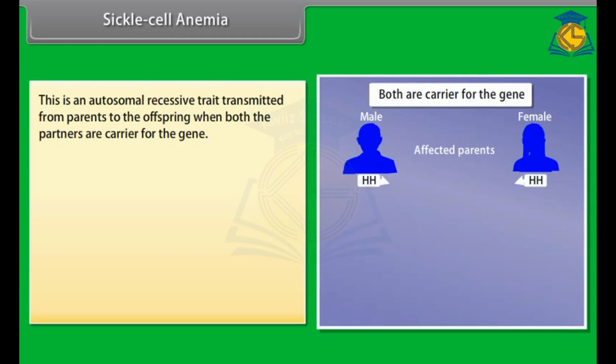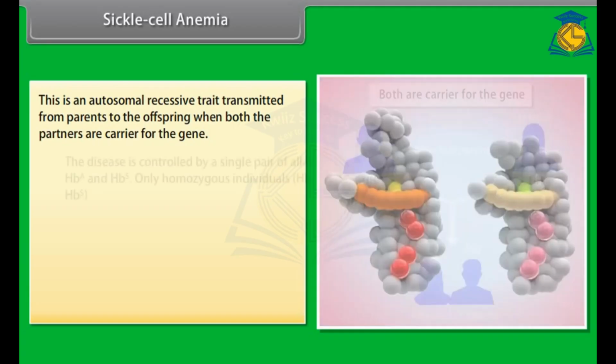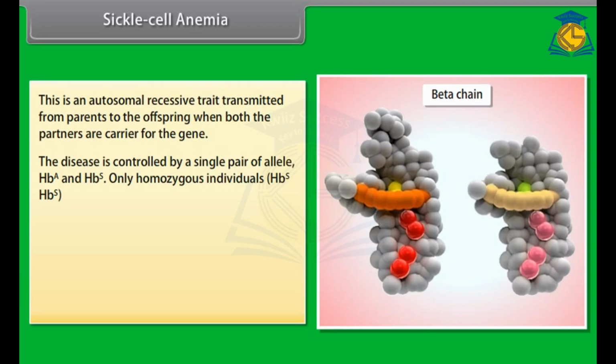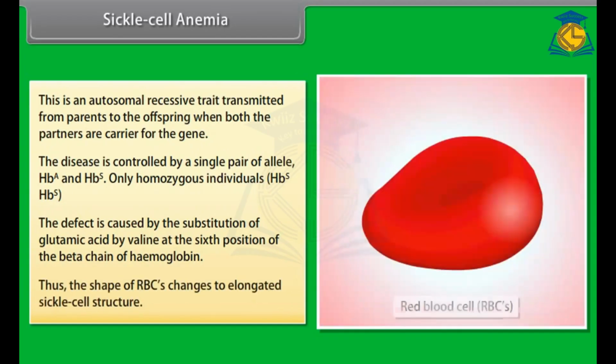Sickle cell anemia. This is an autosomal recessive trait transmitted from parents to the offspring when both the partners are carrier for the gene. The disease is controlled by a single pair of allele, HBA and HBS, and only homozygous individuals, HBS HBS, show the disease. The defect is caused by the substitution of glutamic acid by valine at the 6th position of the beta chain of hemoglobin. Thus, the shape of RBCs changes to elongated sickle cell structure.